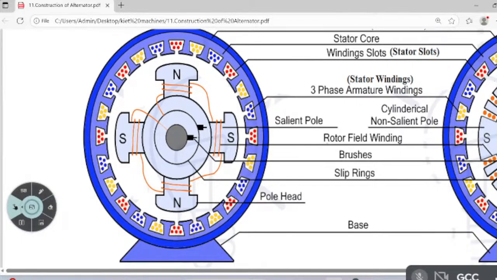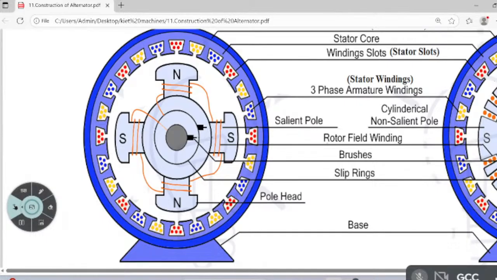Flux is delivered from the north pole and absorbed by the south pole. So flux will be delivered like this. What happens? Conductors are stationary. This flux is changing, dφ/dt. Whatever flux is delivered here is cutting the conductor, so automatically an EMF is induced in the conductor.